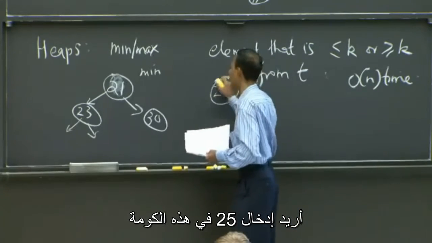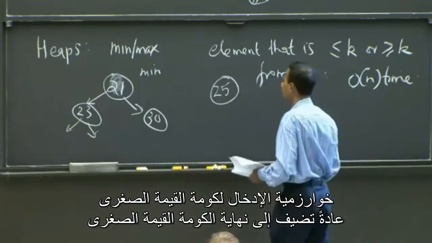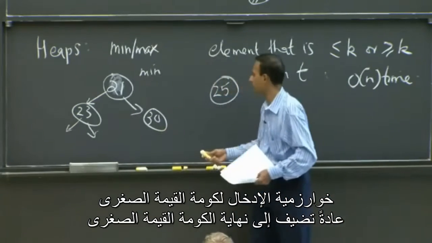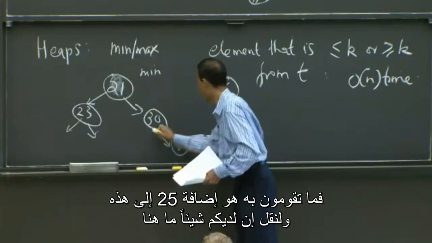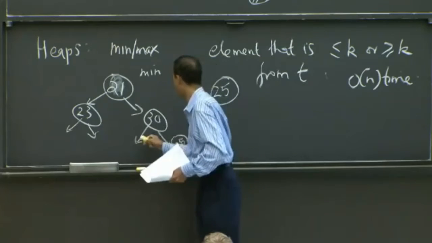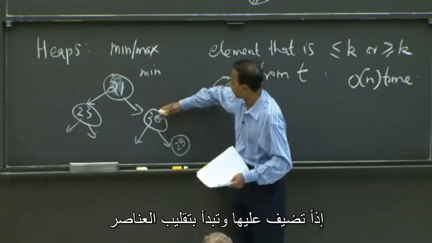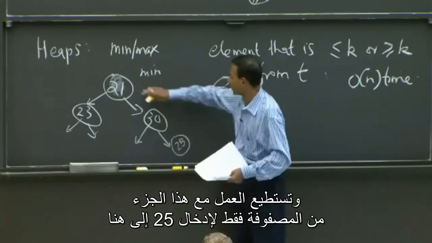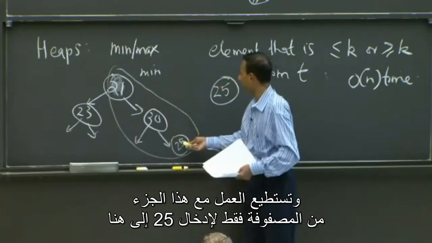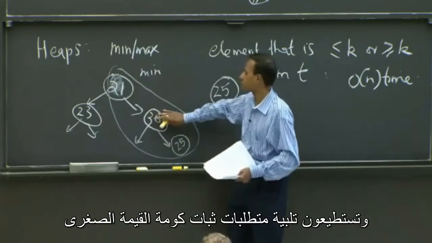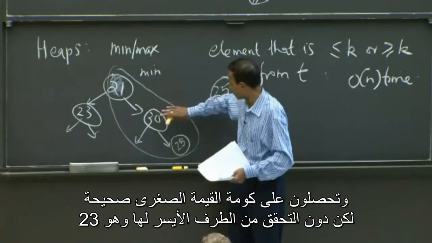I want to insert 25 into this. The insertion algorithm for a min heap typically adds to the end of the min heap. So what you do is you would add 25 to this, and let's say that you had something out here, and so you'd add to it, and you'd start flipping things, and you could work with just this part of the array to insert 25 in here, and you'd be able to satisfy the invariant of the min heap, and you'd get a legitimate min heap.